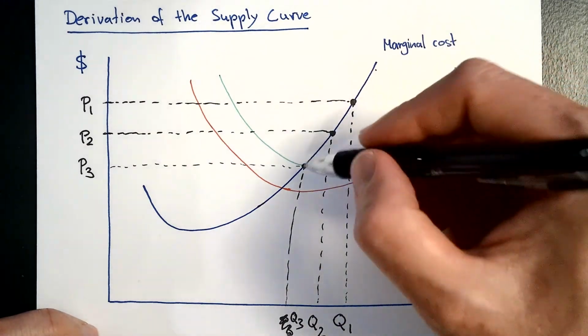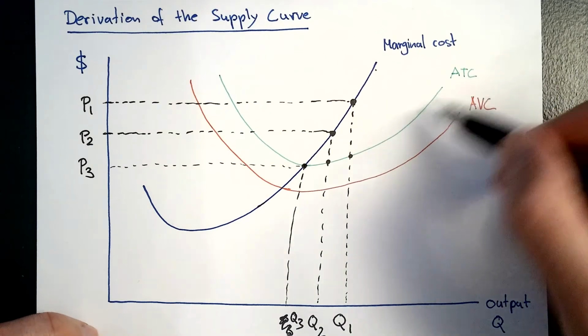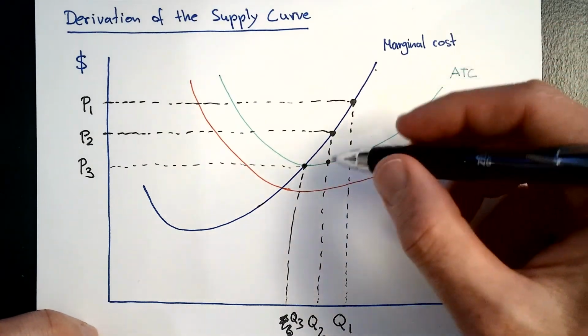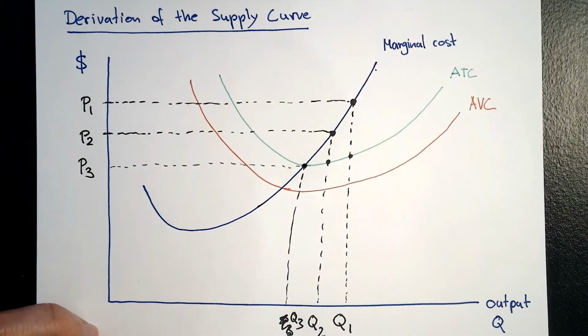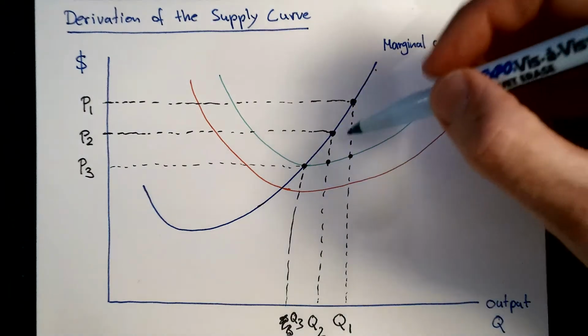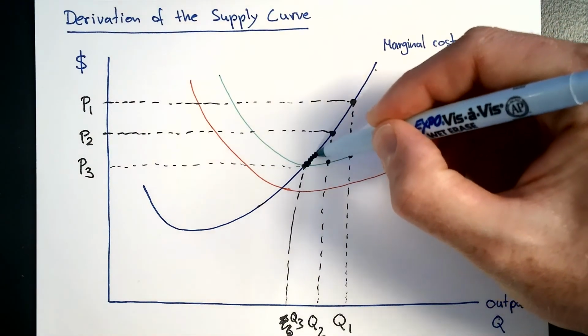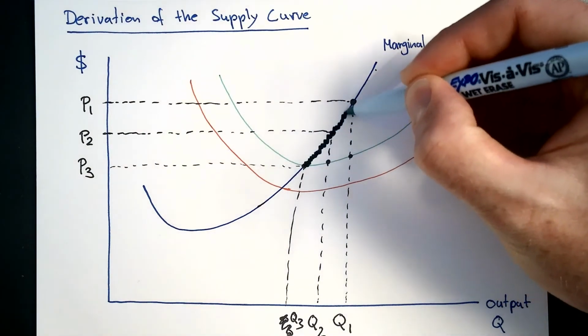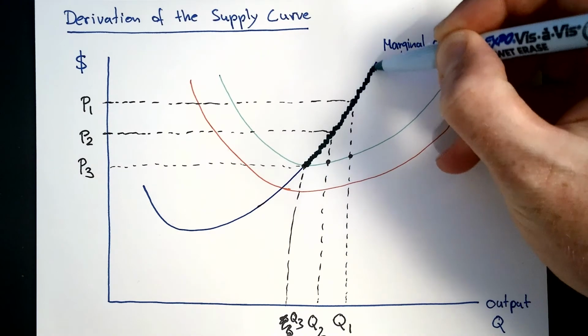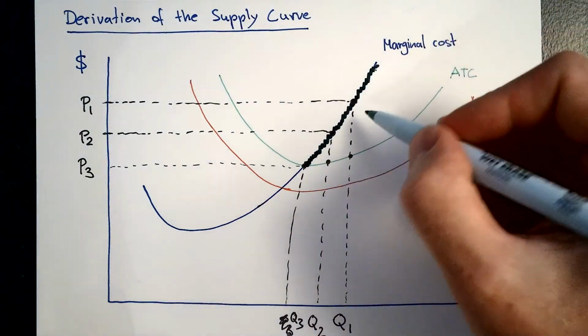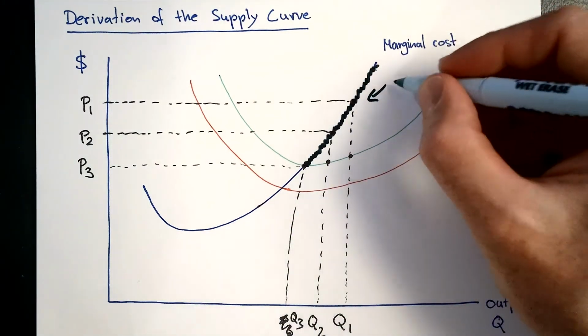Okay, so here the firm does not make a profit anymore. So everything above the minimum of the average total cost, the firm is making a profit. Okay, and so let me use the green color. So the supply curve of the firm is represented by this green line here.